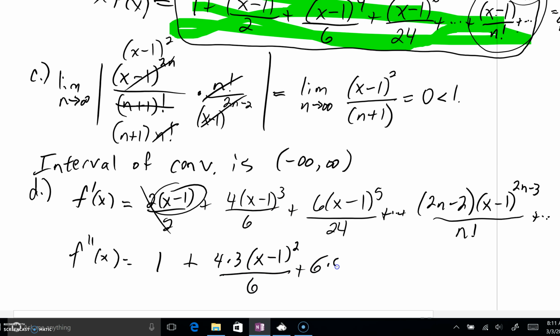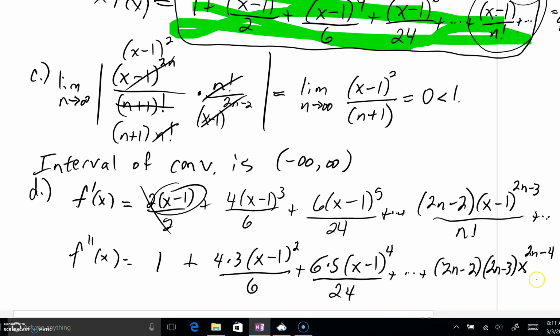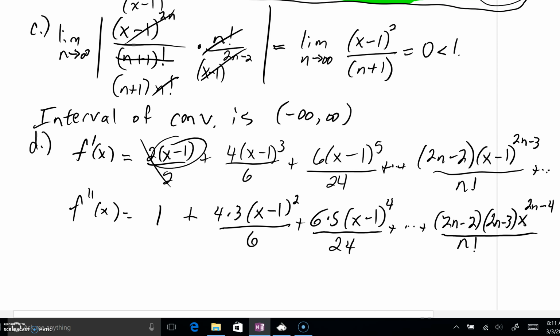Here I'll have 6 times 5, which of course we know is 30. You're going to drop your power down. Coming over this way, you're going to have 2n minus 2, but now you're going to bring down 2n minus 3. And your new power, you're going to drop it down by 1 as well. Well, you're looking at this, and hopefully what you can see is every power of this expansion is even.